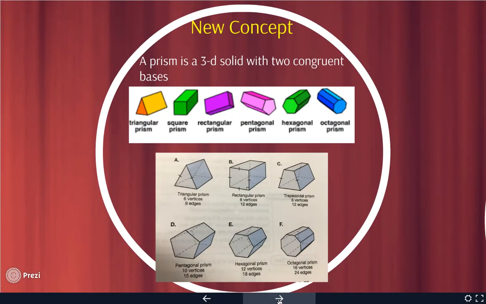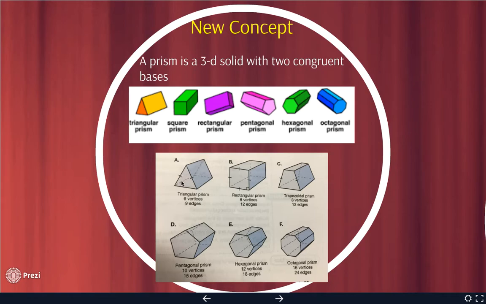All right. So your new concept for today is a prism is a 3D solid with two congruent bases that are regular polygons. What we have here is a triangular prism, a square prism, which could also be known as a rectangular prism, a pentagonal prism, a hexagonal prism, and an octagonal prism. And here's another view of the different types of prisms we're going to be learning today.